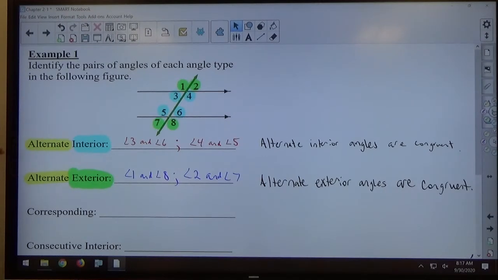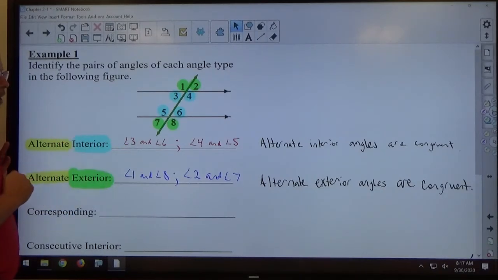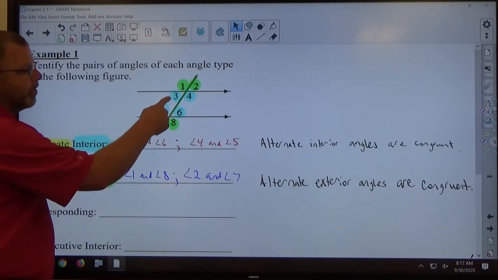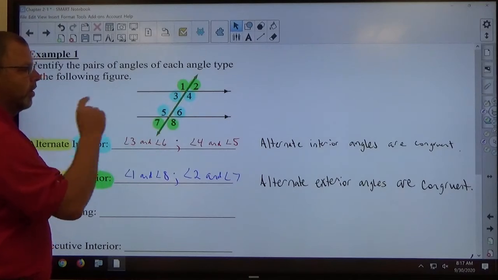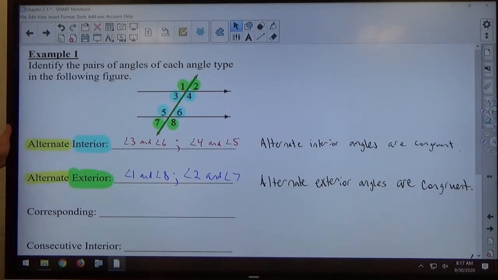As far as if-thens are concerned, if two angles are alternate interior angles, then those two angles are congruent. If they're congruent, they're also equal in measure, right? Which means if angle 3 is 60 degrees, angle 6 is 60 degrees. If angle 5 is 120 degrees, angle 4 is 120 degrees. So they have the same measure. Congruent means they're the same size, same angle.